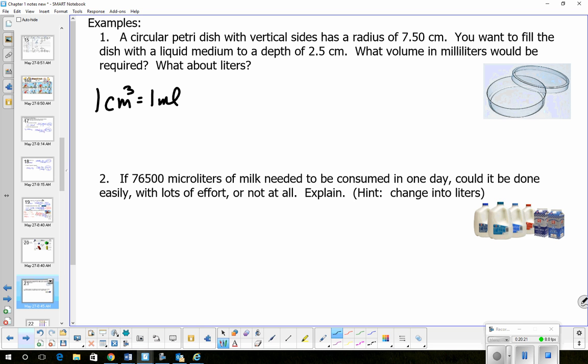So if I'm finding volume, is centimeter going to end up cubed? Look at the formula for cylinder on your other page. Look at the formula for cylinder. So is it going to end up cubed? R squared H. R squared H. So centimeters squared times centimeter is going to be a centimeter cubed, right? Okay, so give me that formula again. What was it?